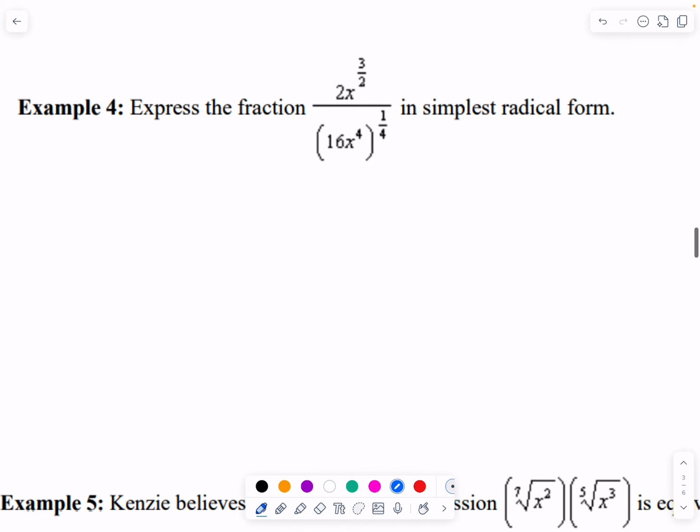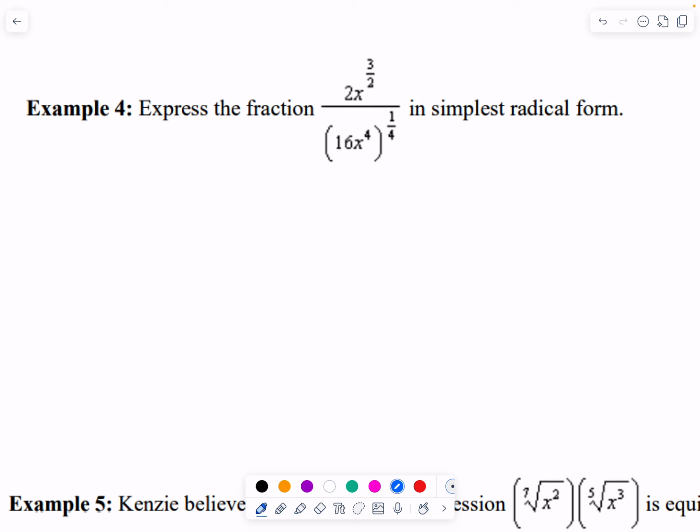Okay, now number 4 is an open-ended question. This would be like a 2-point question on the test. Take a moment to see if you can use exponent properties to simplify this fraction and then leave your answer in radical form, in simplest radical form. So pause the video, do your best, and then we'll go over it.